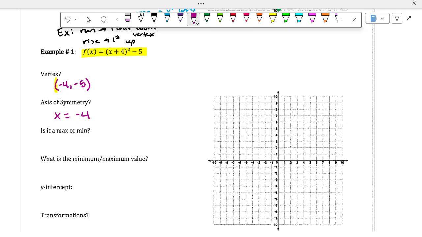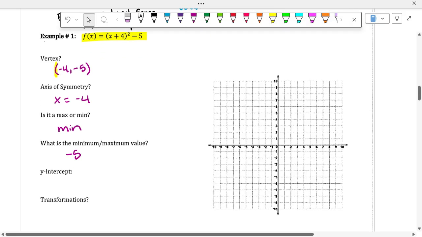Now, is that vertex going to be a max or a min? Oh my gosh, I keep drawing people who are not here. Jared. It's a min. Good. Now, what is the minimum value? So that's the y value of the vertex. Abby. -5. And then finally, what's the y-intercept, Micah? Good.